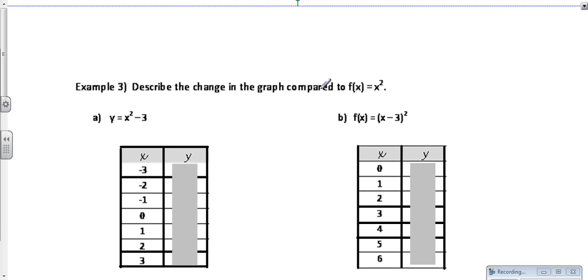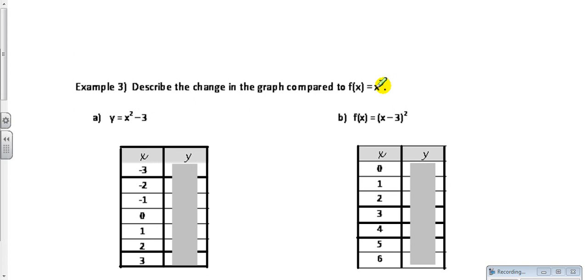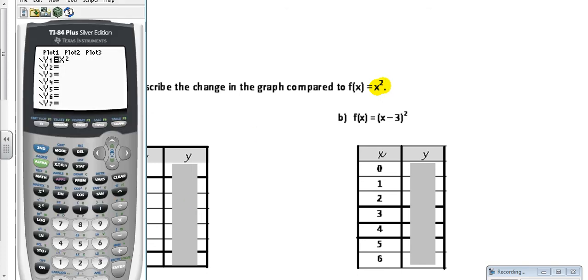Describe the change in the graph compared to f of x squared. So here is what we would call our parent function. Now we're going to talk about what it looks like to move things around and how equations can affect the way it looks. X squared. Now I'm going to go to my calculator, and type in y equals. I'll clear this, go to y equals, put in x squared and graph it. Now there's my regular parabola.